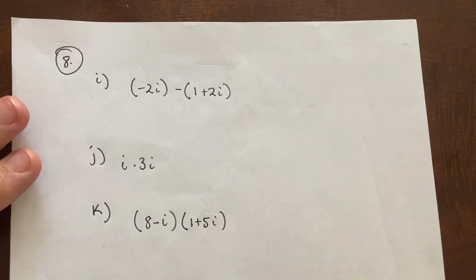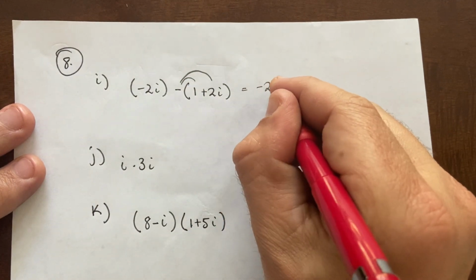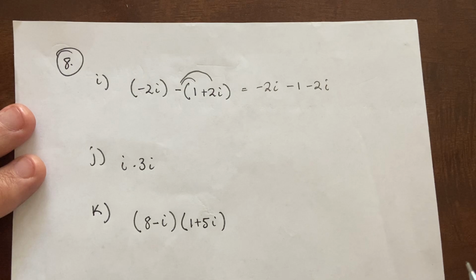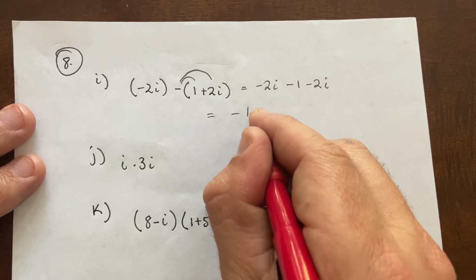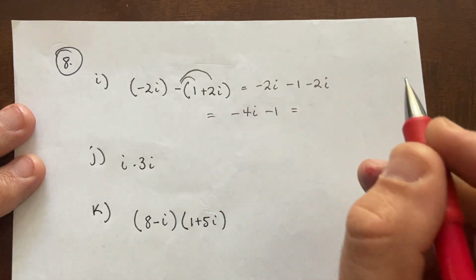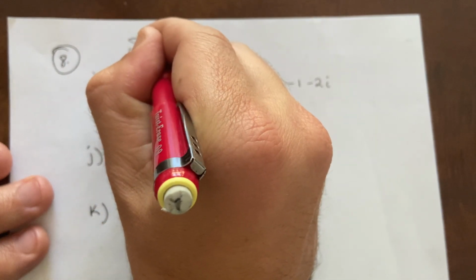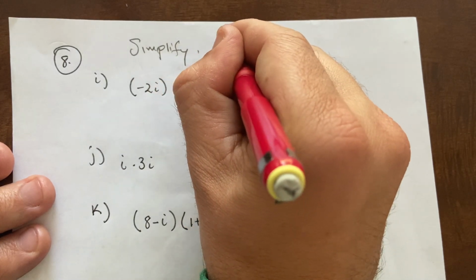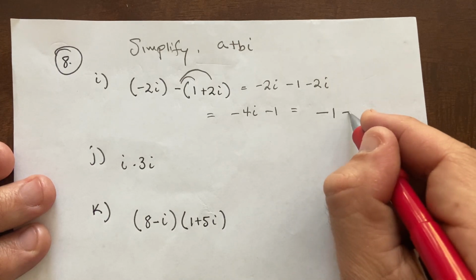So just to simplify these, what I'm needing to do is distribute this negative. So negative 2i minus 1 minus 2i. Then negative 2i minus 2i is negative 4i minus 1. And by the way, number 8 is asking us to leave everything. So the heading is basically simplify, and leave as a plus bi. So I'll just switch these around, in other words. So this is negative 1 minus 4i.